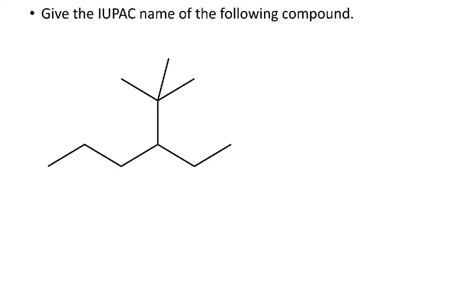So again, my rule is I want the one that has the most substituents to be the parent. If I go 1, 2, 3, 4, 5, 6, it only has one substituent, the tert-butyl. Whereas if I go 1, 2, 3, 4, 5, 6, then I have 1, 2, 3 substituents. So that's the way I want to go. That's going to be my parent, so I have hexane again. All right, and then I have 3 substituents.